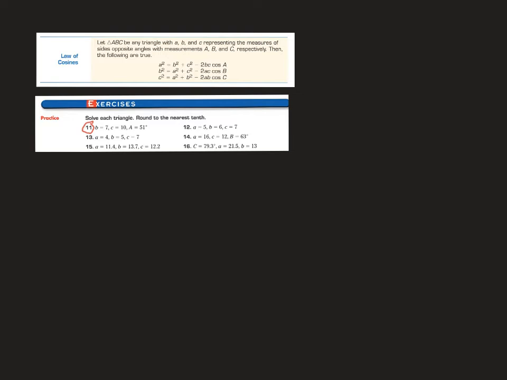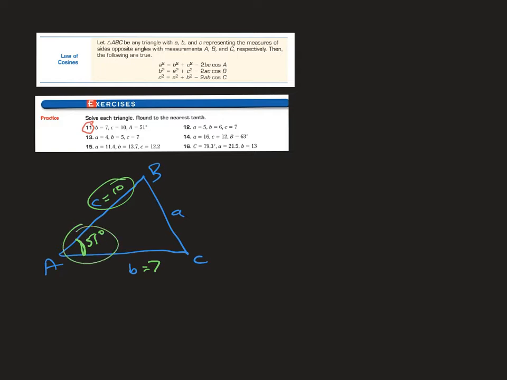Now, I am going to draw the picture here just to convince you that this is the right situation. So let's draw A, B, C, and then A, B, and C, and we'll fill in the information that we know. I know angle A is 51 degrees. I know side B is 7. And I know side C is 10. So this is a perfect situation for the law of cosines. I have two sides and the angle between them.